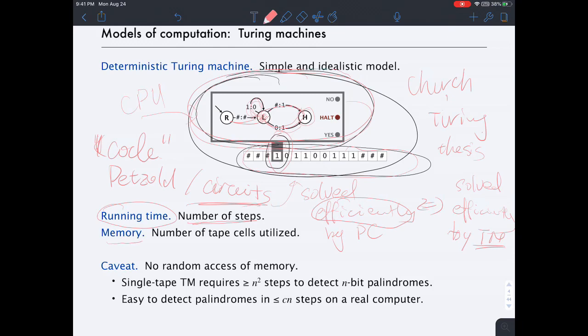And there's also the notion of memory. Basically, it's the number of cells you use in this tape. So in this particular program, it seems that the whole Turing machine only uses that many cells. This is the memory complexity of this program.